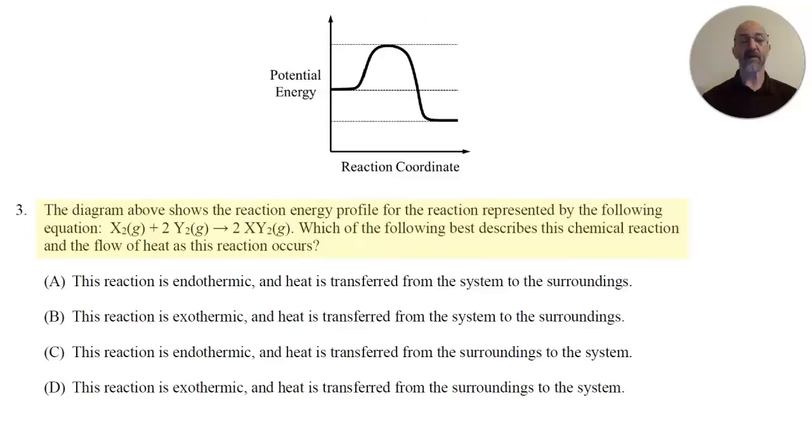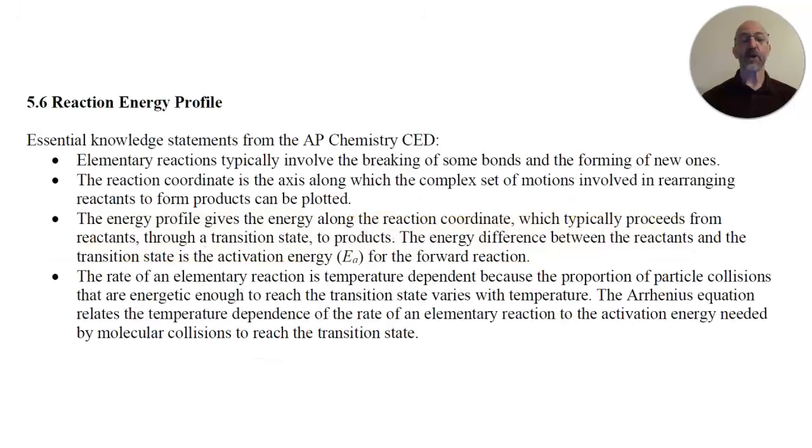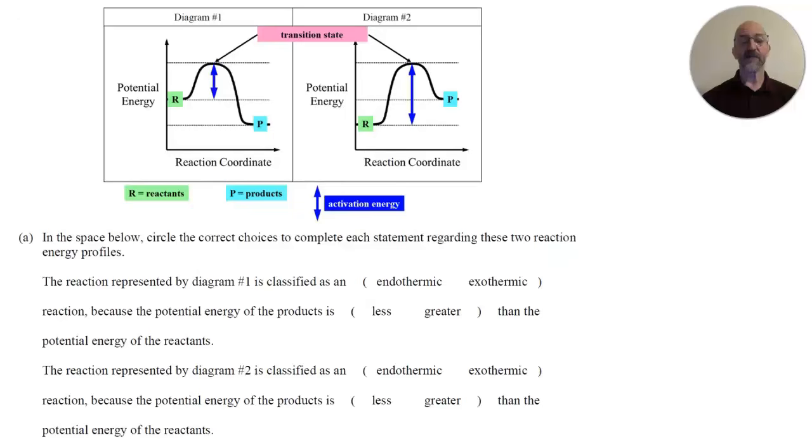We can see in this diagram that the potential energy of the products is less than the potential energy of the reactants. And you may recall in an earlier episode of AP Chemistry Review and Practice, when I was talking about topic 5.6, reaction energy profile, I had mentioned the following information. So if a chemical reaction is classified as exothermic, the potential energy of the products is less than the potential energy of the reactants. And that's actually what we are observing in question 3 of this packet. So exothermic is the correct classification of this reaction.